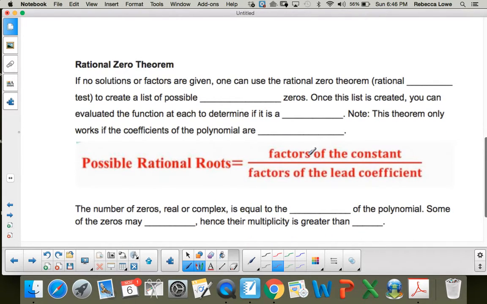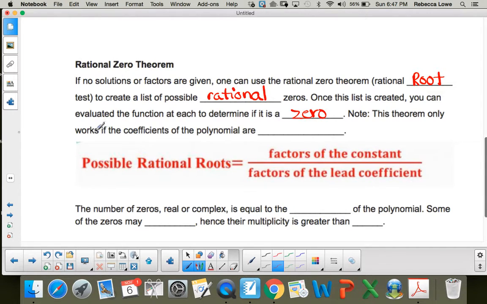If no solutions or factors are given, one can use the rational zero theorem, also known as the rational root theorem, to create a list of possible rational zeros. Now remember, these are real. You're not going to find the imaginary solutions this way. This is just for the real solutions. Once this list is created, you can evaluate the function at each to determine if it is indeed a zero.